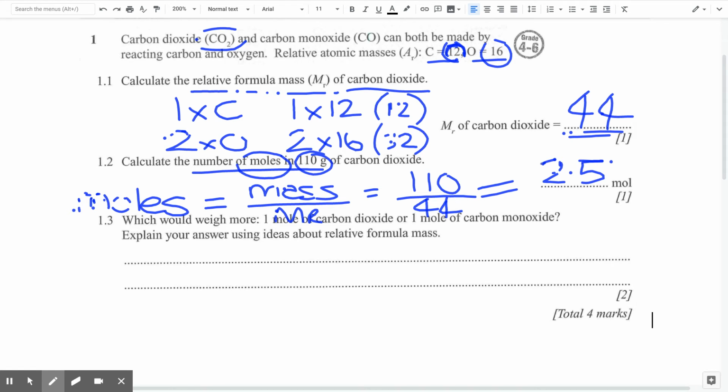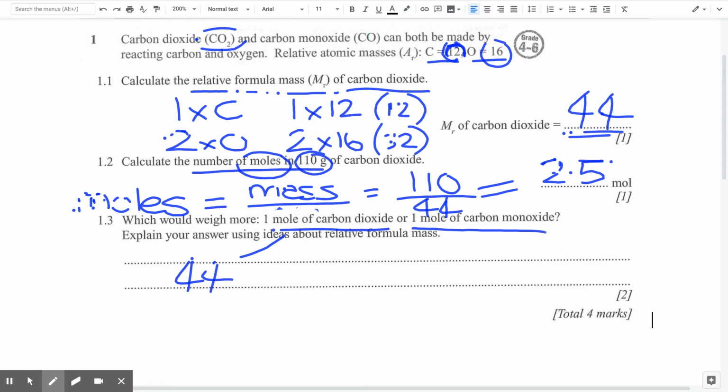And so if we then quickly just move on to the third question, we'll just get rid of that bit out of the way. And it's asking us to answer which would weigh more, 1 mole of carbon dioxide. So we already know the mass of 1 mole of carbon dioxide, because that's essentially what the molecular mass is. And so we know that carbon dioxide weighs 44. And it's asking us to compare that to 1 mole of carbon monoxide.